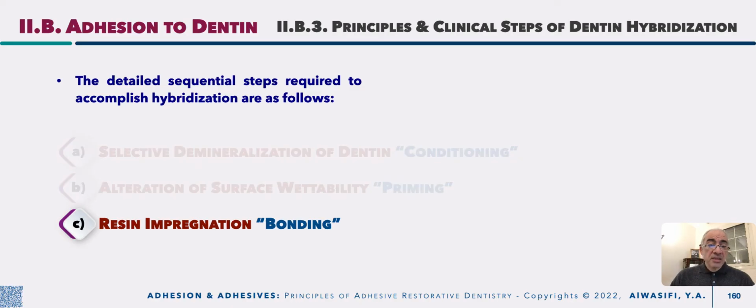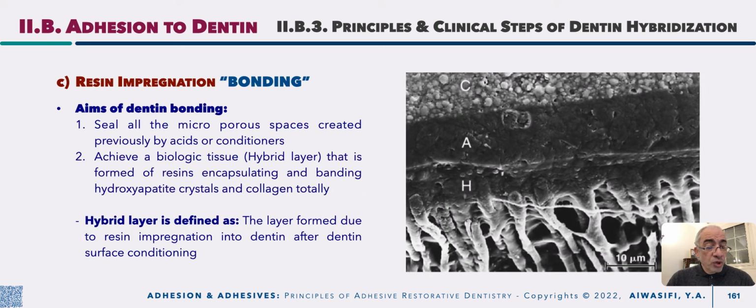Here comes the last step to bond with dentin, which is resin impregnation or resin infiltration. This step aims to seal all the microporous spaces created by conditioning and achieve a biological tissue which is partly formed of resin, encapsulating and bonding hydroxyapatite crystals and collagen totally. This is called the hybrid layer. This hybrid layer is formed due to resin impregnation or infiltration into dentin after dentin surface conditioning.